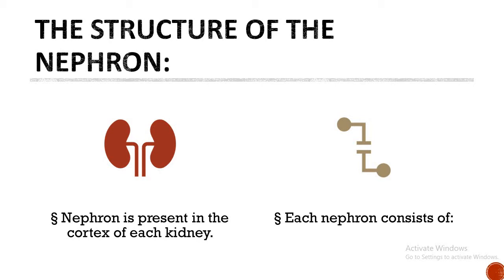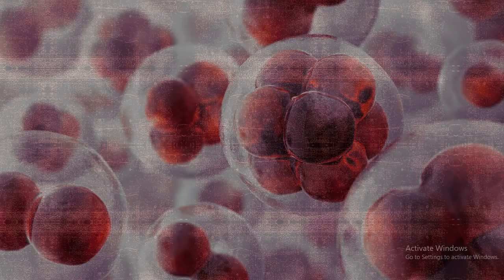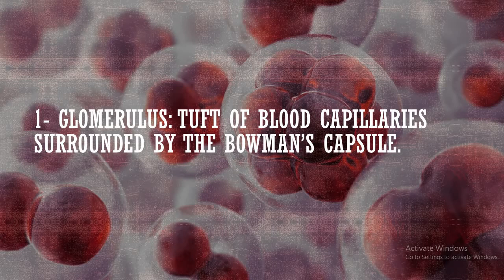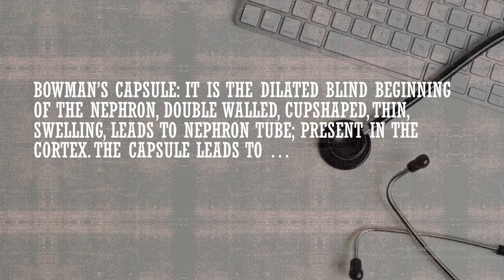The nephron's first part is Bowman's capsule, found in the cortex. Each nephron consists of the glomerulus, which is a tuft of blood capillaries surrounded by Bowman's capsule. Bowman's capsule is the dilated blind beginning of the nephron, and it is cup shaped. From it comes out the nephron tubule that extends through the cortex, then to the middle of the kidney.